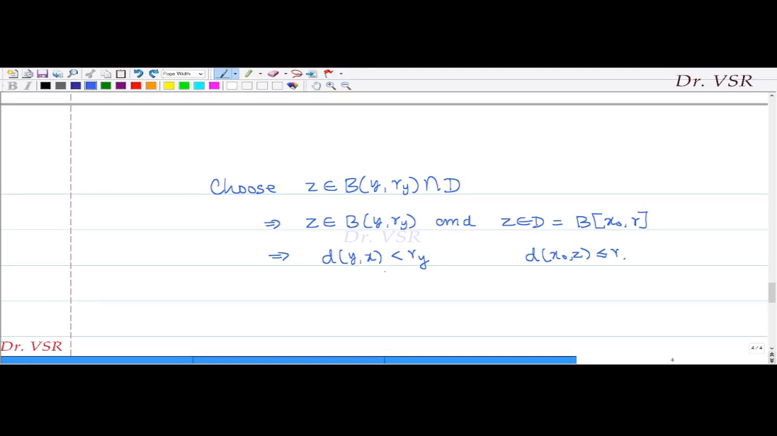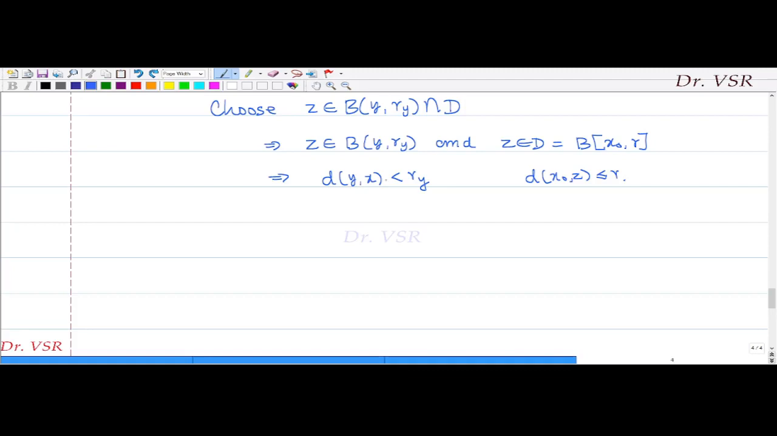Now we are going to derive a contradiction. How? Note that the distance between y and x naught, by the triangular inequality, is less than or equal to the distance between y, z plus the distance between z, x naught. Note that this is less than r suffix y, strictly less than r suffix y, and this is less than or equal to r. Once we get a strict less than at one place, we cannot put less than or equal to again. So we will have this is less than r suffix y plus r.